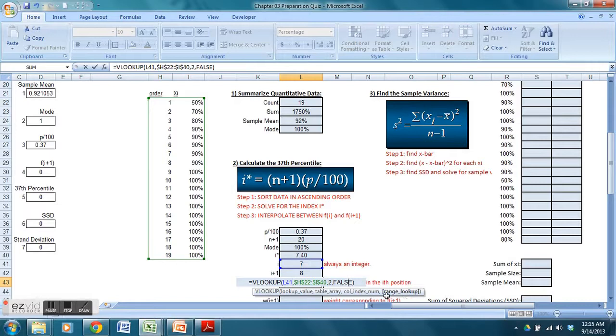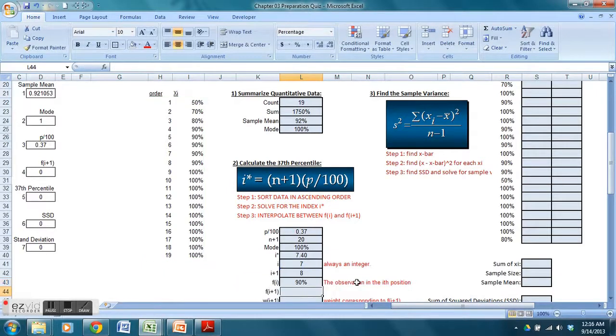The FALSE is optional. It's optional because it has the brackets on it, and that says that it looks up exactly 7. Whereas if this was TRUE, we would still get the same result in this case, but if our I wasn't 7, let's say it was 7.5, or a better one would be, let's say I was 8.5.